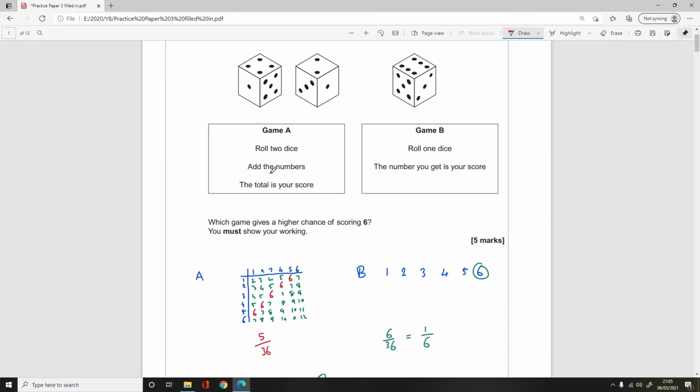So for game A, because we're talking about two dice and adding numbers, I would probably go with a sample space. Or in some other way, you need to indicate there are 36 options of what the score could be, and 1, 2, 3, 4, 5 of them are the answer 6. We can get that with a 5, 1, 4, 2, 3, 3, etc. So probability for A is 5 out of 36. If you got that, that would be like 3 marks. Probability for B is just 1 out of 6.